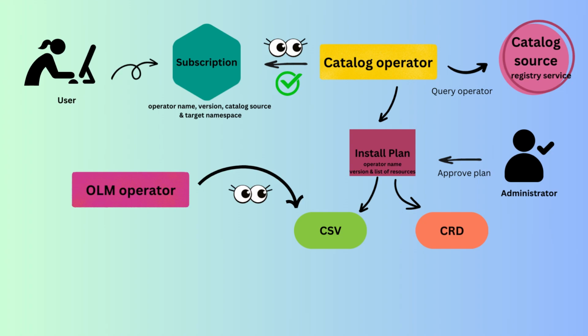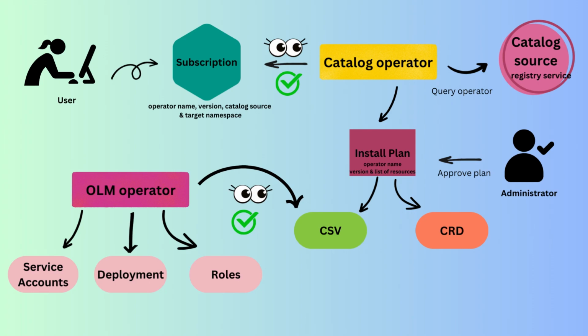OLM operator is responsible to ensure that operators are correctly installed, upgraded, and managed according to the desired state. The OLM operator first validates the CSV object, and if the CSV specifies dependencies on other operators, the OLM operator checks if those dependent operators are already installed. If not, it will initiate their installation first. The OLM operator interprets the information in the CSV manifest and proceeds to install the specified operator. It deploys operator-related resources such as pods, services, and custom resource definitions to the target namespace.